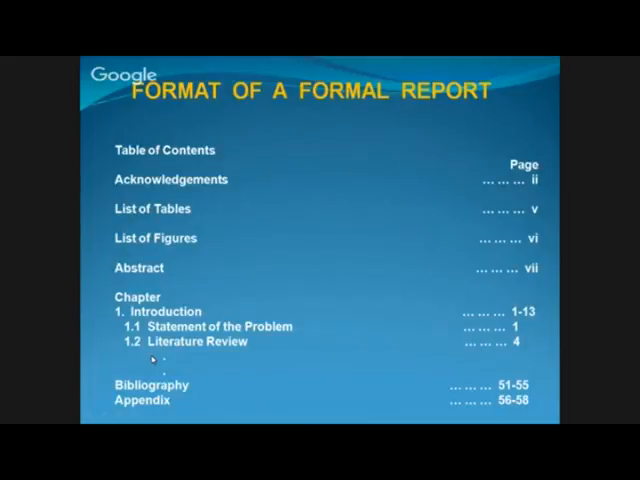The format of the table of content. Table of content का ये page है acknowledgement. So ये आपने Roman numerals में लिखा 2, 5, 7, that is acknowledgement is appearing on page 2. Then list of table, list of figure, abstract, and then chapter. Chapter 1, introduction, from 1 to 13 pages. 1.1 is the statement of the problem. It is appearing on page number 1. 1.2, literature review. It is appearing on page number 4, and so on. Bibliography appearing on page number 51 to 55. Appendix on 56 to 58. So this is the format of a table of content.